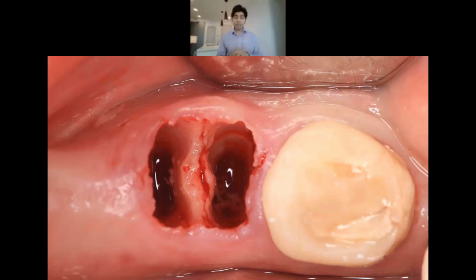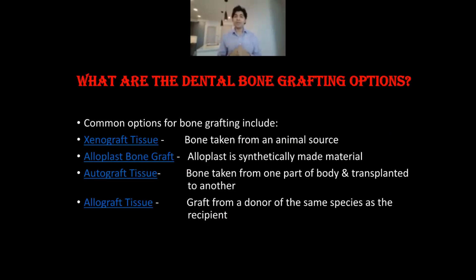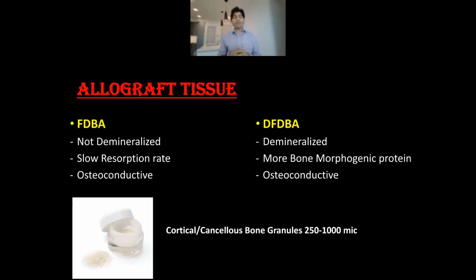Then the next question will arise as to which type of bone graft we shall use. There are different options of bone graft in the market, which will be as such. Xenograft, which is bone taken from an animal source. We have allograft, which is a graft from a donor of the same species. Alloplast bone graft, which is synthetically made, and autograft is bone from the patient's own body. Allografts are of two types, FDBA and DFDBA. FDBA has a resorption rate which is lower than DFDBA. DFDBA has more bone morphogenic protein, and both of them are osteoconductive.